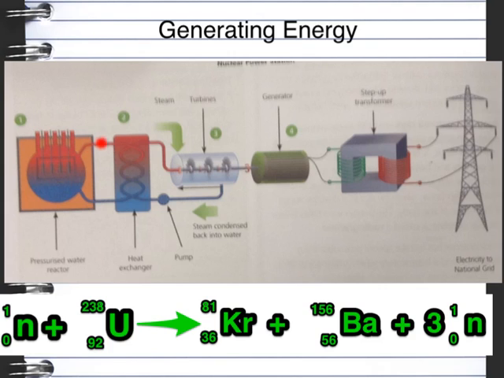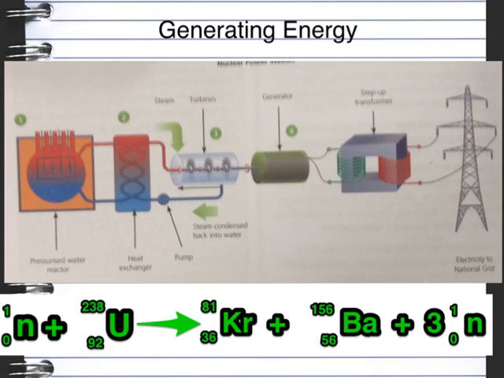This energy can cause the water or a sort of liquid to be heated, and this can go into a heat exchanger. The energy produced here can produce water in the form of steam, which can turn a turbine. The turbine turns a generator, and here we get the step-up transformer that puts the electricity into the national grid.